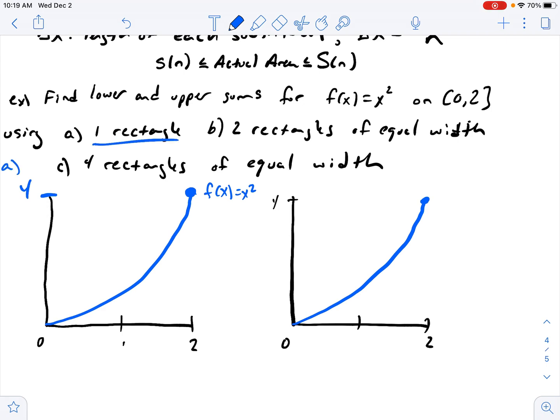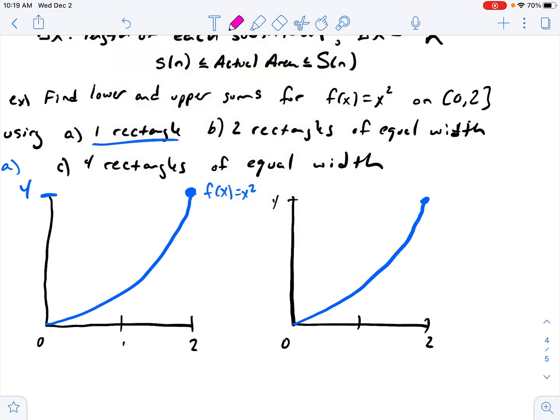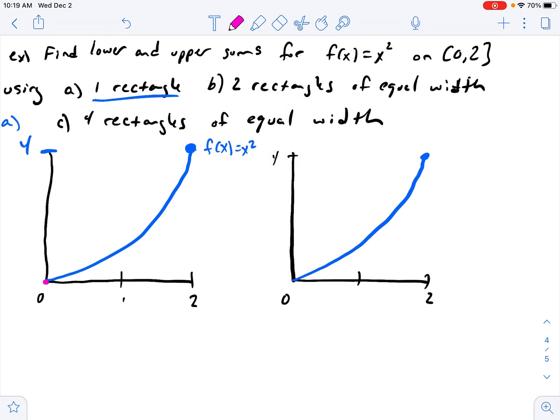Okay, and in part A, we want to use just one rectangle. So that means that the base of the rectangle goes from 0 to 2. It's just going to be one rectangle. Well, let's look at the lower sum first, and then we'll look at the upper sum. Lower sum on the interval 0, 2.